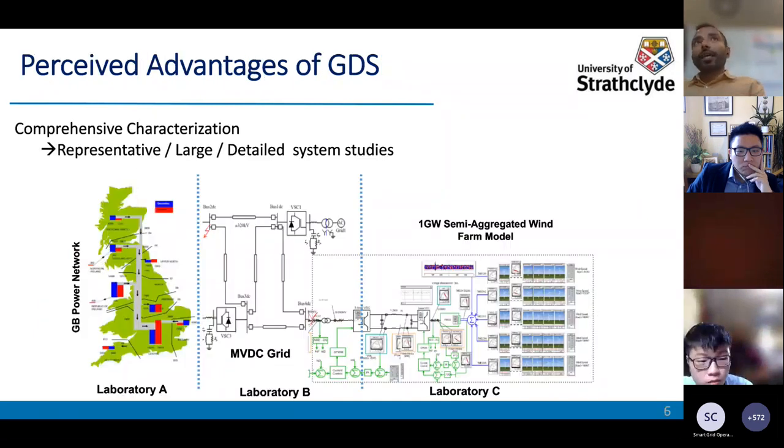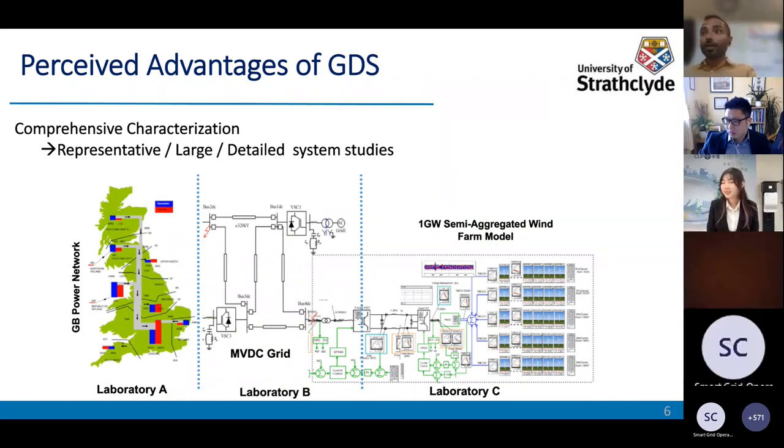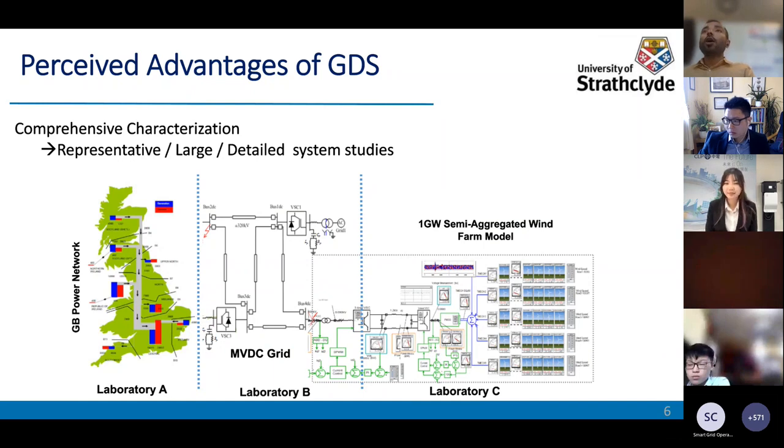And what benefits do we get by adopting geographically distributed simulations? By harnessing the power of multiple laboratories, you will be able to undertake representative or large-scale system studies and detailed system studies. This meets the requirement of more realistic systems and higher fidelity simulations that can be undertaken. Furthermore, you will be able to demonstrate the scalability.